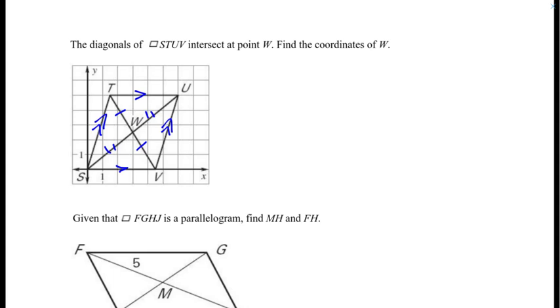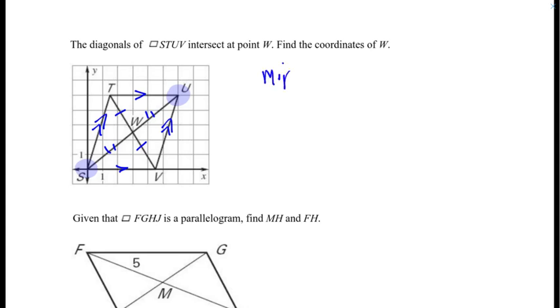We can probably take a guess at what the coordinates of point W are, but in this case, we do know exactly what the coordinates for point U and point S are since those are integer coordinates. So what we're going to do is we're going to look at the coordinates for point S and point U, and we're going to find the midpoint of that segment, and that'll tell us the exact coordinates of point W.